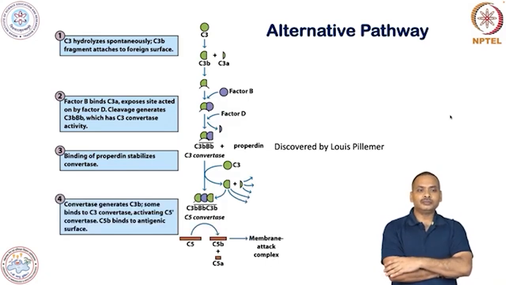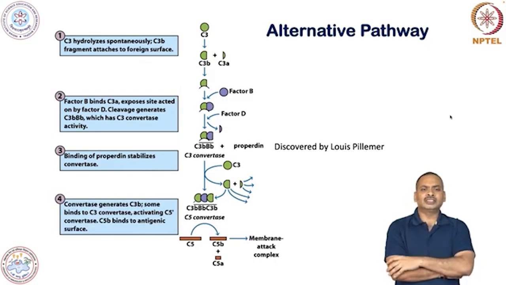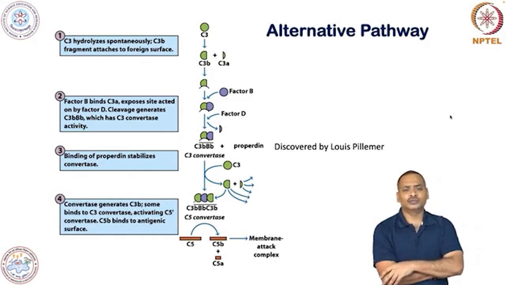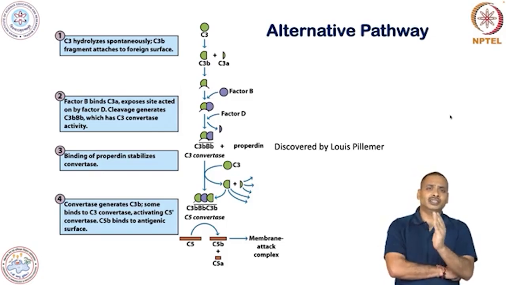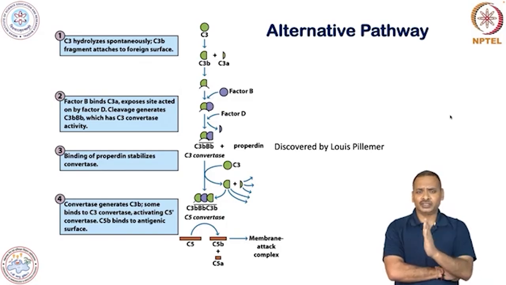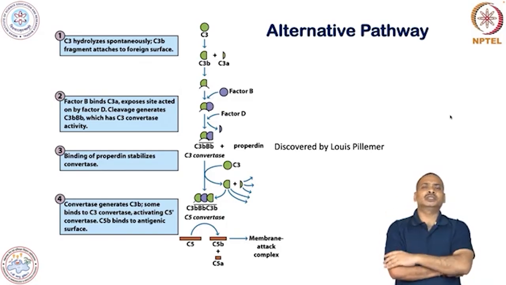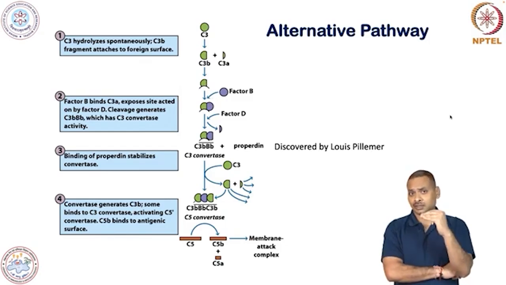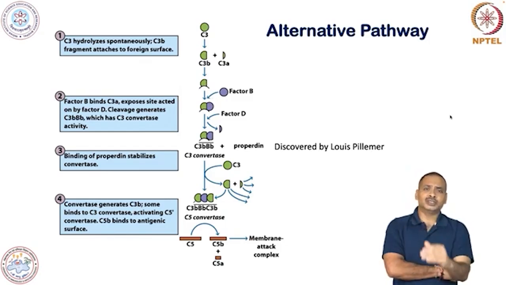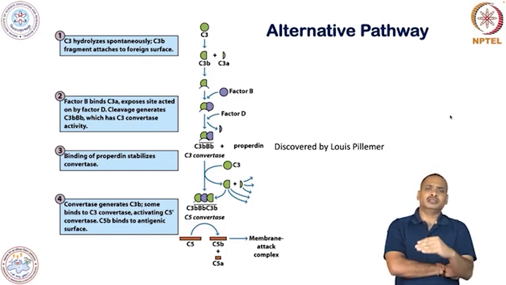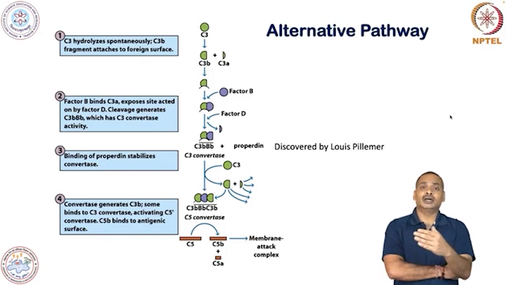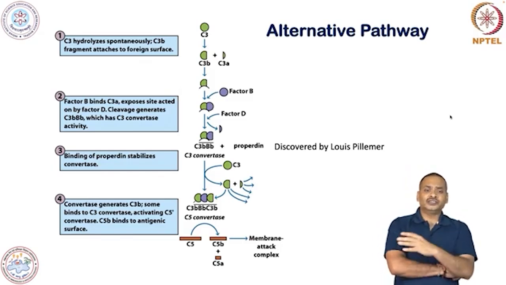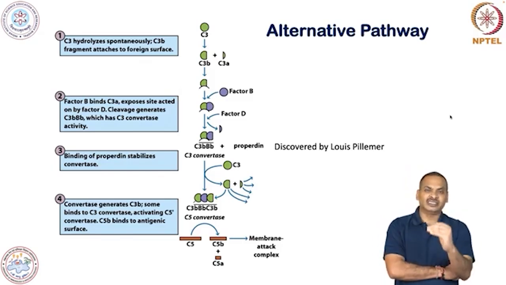Okay. So once this C3 convertase is generated, of course there will be a lot of generation of C3b, and there are two fates of C3b. One fate is that it will be deposited on the target microbe or microbial cell, it will be opsonized, and it will be readily phagocytosed by the phagocytic cells. Another fate is that it will generate the C5 convertase.